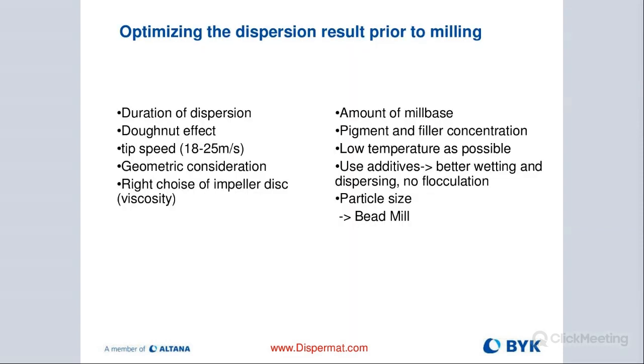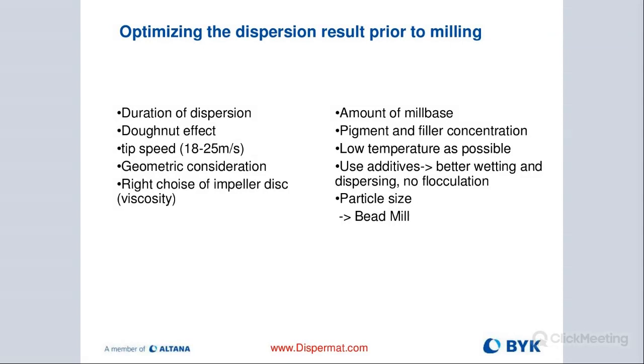So here is the donut effect, very important. We'll talk about that in a second, but we want to optimize our dispersion before we go into the milling process. The duration of the dispersion is important, usually anywhere between 5 to 15 minutes, depending on your mill base. That gives us really good wetting. We want to see a donut effect. That's the visual cue when we look inside the container: if it actually looks like a donut, then we know we are optimizing our pre-dispersion process at 18 to 25 meters per second. If the viscosity is in the range I talked about earlier, about 3 to 10,000 centipoise, and we stay within the tip speed range, we'll have a really good looking donut, and we will know that we are properly dispersing our material.